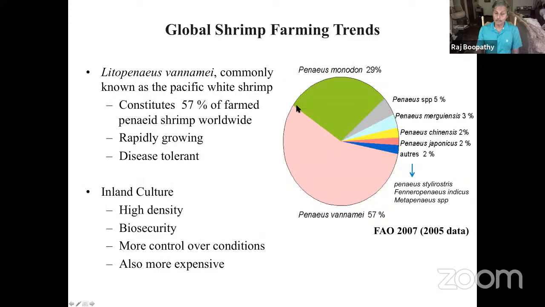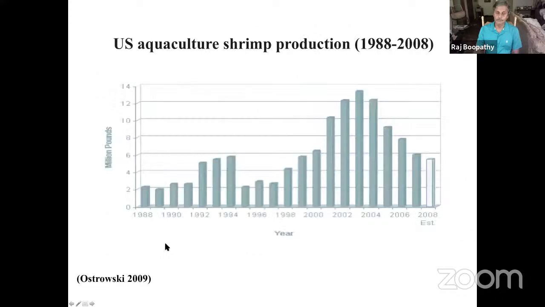Within the shrimp, one particular species is produced worldwide at 57%, which is Litopenaeus vannamei. And then the tiger prawn, Penaeus monodon, is the second best. Production is very high mainly because you can grow them in high density, and also you can produce some disease-resistant, disease-tolerant varieties nowadays.